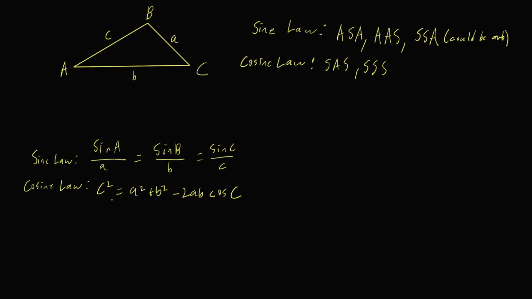And cosine law is c squared is equal to a squared plus b squared minus 2ab cosine big C. Big C means the angle, and obviously these ones are all big A, big B, big C as well, meaning the angle. And that's how you use sine and cosine law. And we'll be talking about the ambiguous case for sine law in the next video.